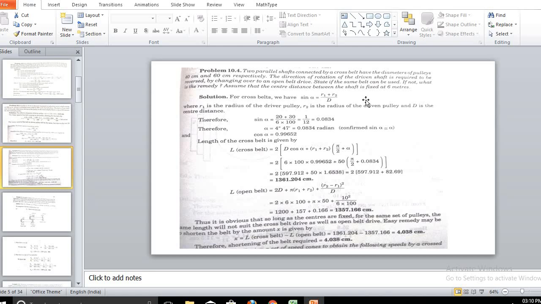So in this example, one cross belt drive is given, and they want to reverse the direction of the driven shaft by changing it to an open belt drive, and they ask whether it is possible. So we find out the length of that particular belt. So we use the length of belt formula here.